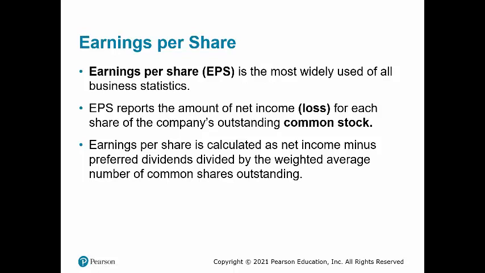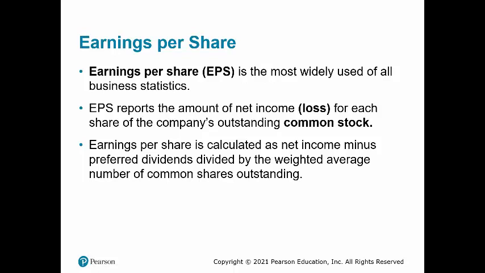Okay, earnings per share, which we saw at the bottom of the income statement, is probably one of the most widely used of all business statistics, and we're going to talk about how you use earnings per share to calculate the PE ratio in a later part of the presentation for this chapter. Earnings per share reports the amount of the net income or the loss for each share of the company's outstanding common stock.